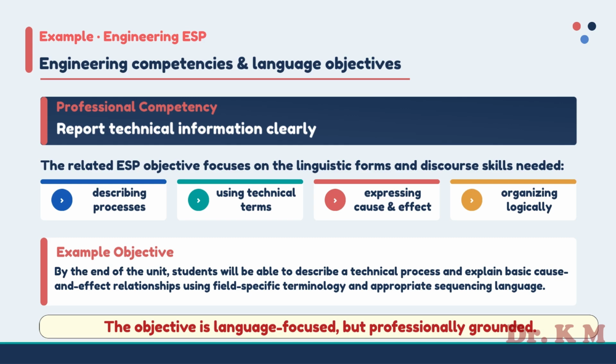For example, by the end of the unit, students will be able to describe a technical process and explain basic cause and effect relationships using field-specific terminology and appropriate sequencing language. The objective is language-focused, but professionally grounded.